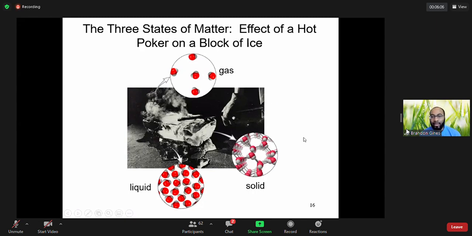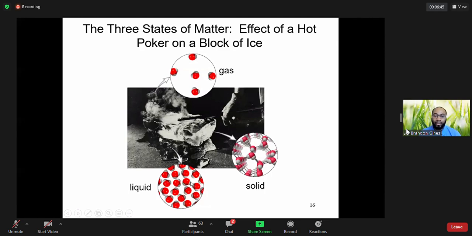We can imagine what the different states of matter look like for water, or H2O. We know that water as a solid forms what's known as ice. In the case of ice, you have these water molecules which are very, very close to one another. The movement of each individual water molecule is more restricted. It's restricted by the bonds that it forms between other molecules.